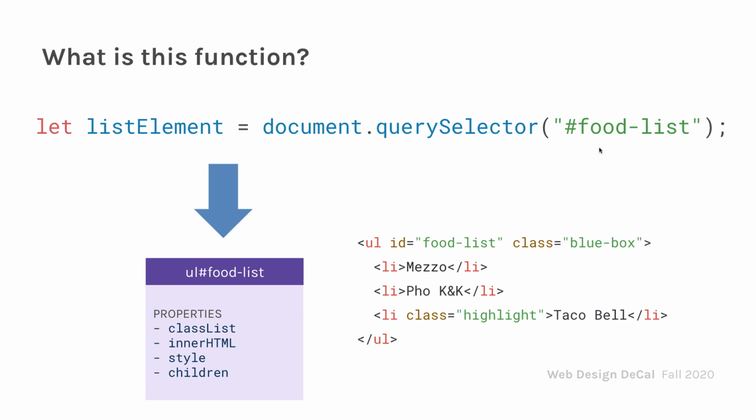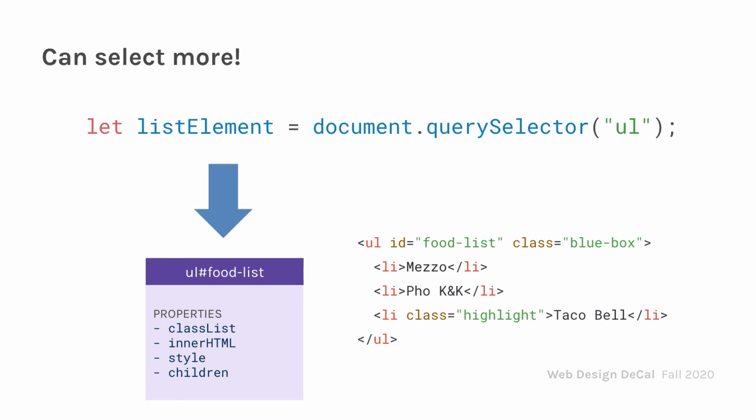So you would include that in the string. So quotes, hashtag food-list. And this would output the same exact thing as if you do document.getElementById food list. Same thing. This is just another method to do it. What's cool about query selector is that you're not restricted to just ID selecting now. You can select anything you want on the page.